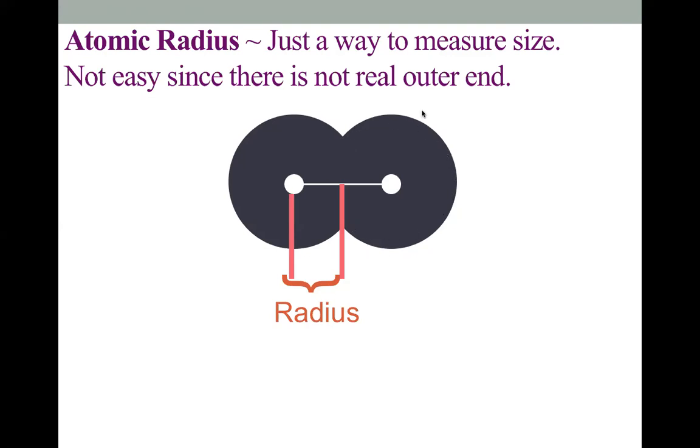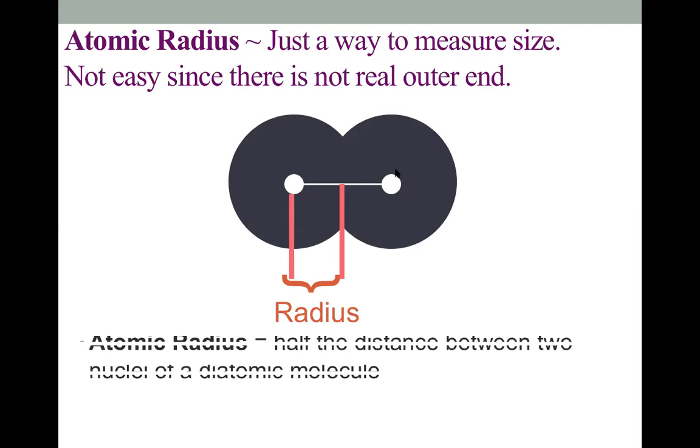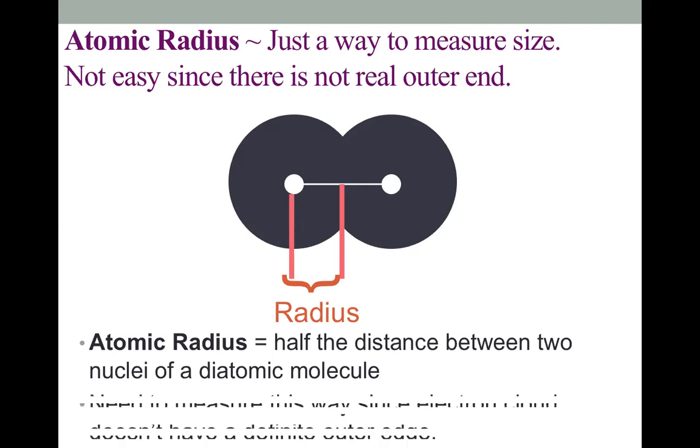And so the best way to figure out the size of an atom is to look at a diatomic version of it, like H2 or O2 or Cl2. And you just measure halfway between the nucleus of both of them, and we call that atomic radius. So that's how we can figure out where this outside edge is. It would just be halfway between the nucleus of a diatomic atom, so 2 of itself. And there's not a really easy way to measure these.